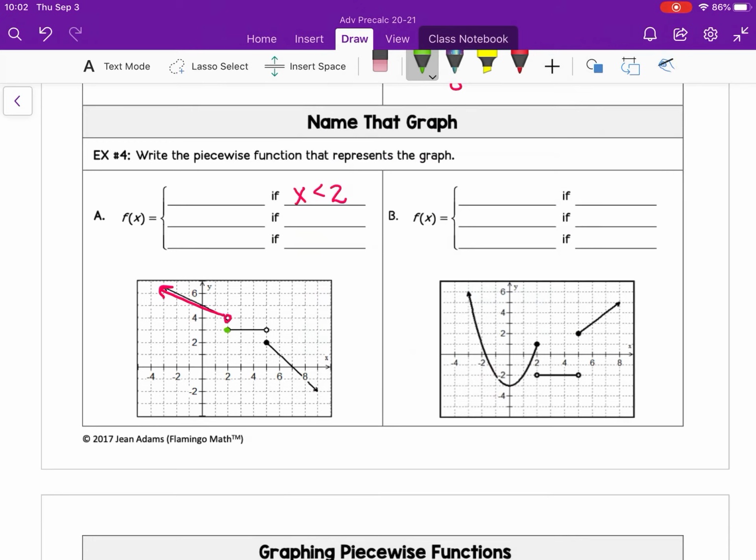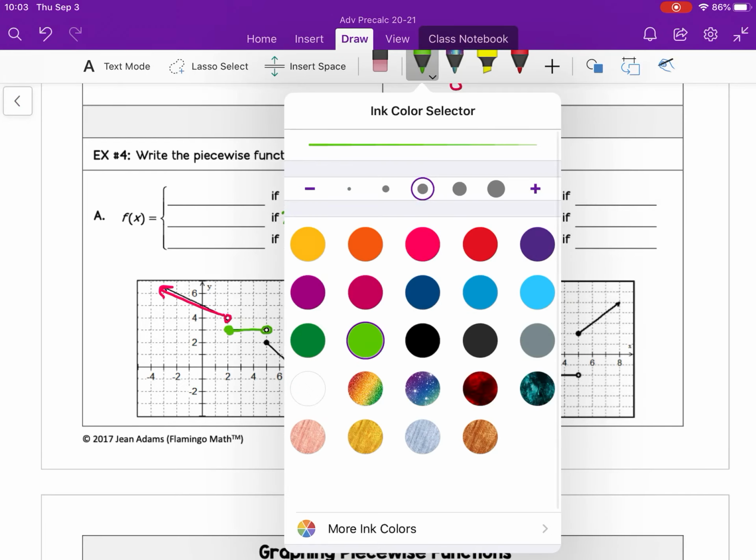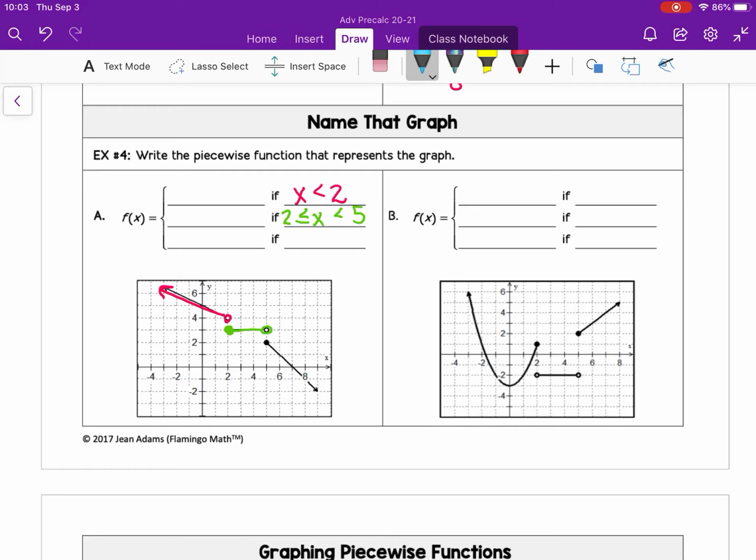The middle piece goes from 2 to 5 and it is constant. So x is between 2 and 5. That's how we write that. Are either of those equal to? Yes, the left-hand side is. Okay. And the last one here starts at 5 and goes on forever. So x is greater than or equal to 5.